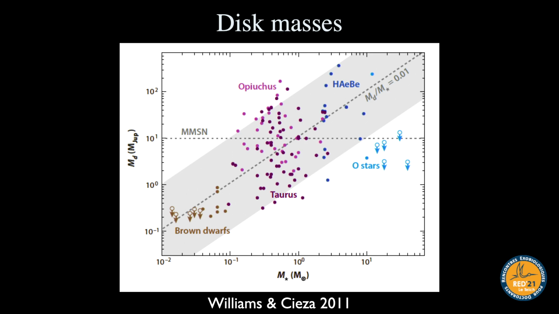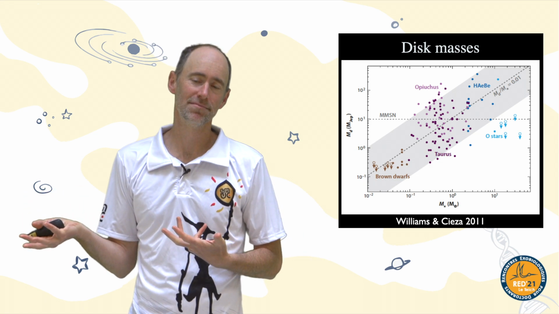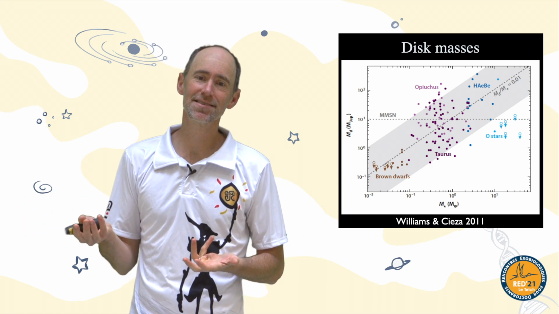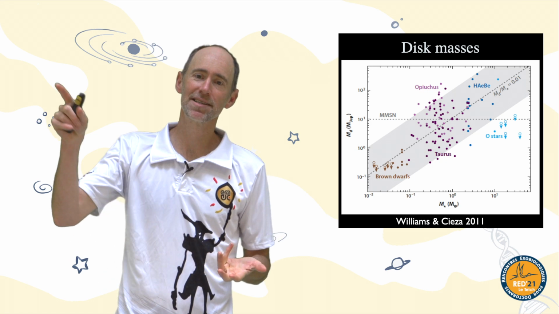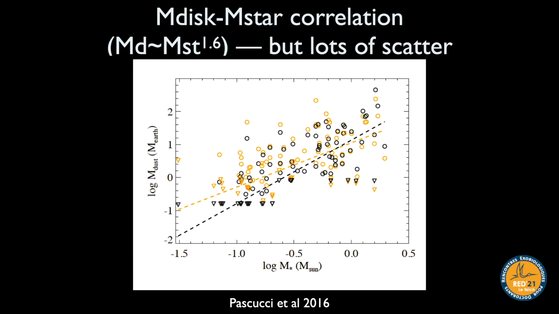That means that some disks might just start off with a lot more stuff than others, meaning they have a lot more stuff to build planets. Around very low mass stars, it seems like there's generally less stuff, and around high mass stars, there's more. Right? Exactly how it scales, we're kind of led to believe that it's a nice linear scaling, but that's not necessarily the case. Current studies show that there's probably a pretty strong correlation between the mass of stuff in a disk and the amount of mass in the star.